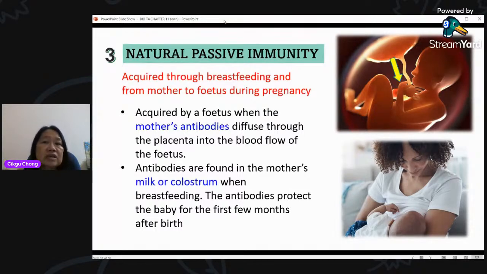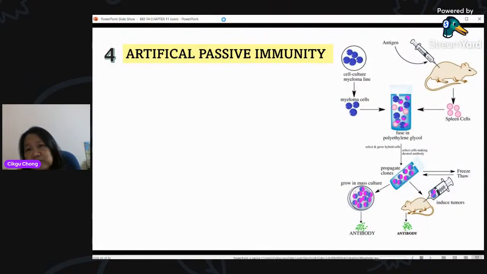Colostrum is the milk that contains higher contents of antibodies. So when breastfeeding, the antibodies will protect the baby for the first few months after birth. Okay, so it's encouraged to give breast milk to the baby. Okay, not to waste it and throw it away. All right. Okay, artificial passive immunity.